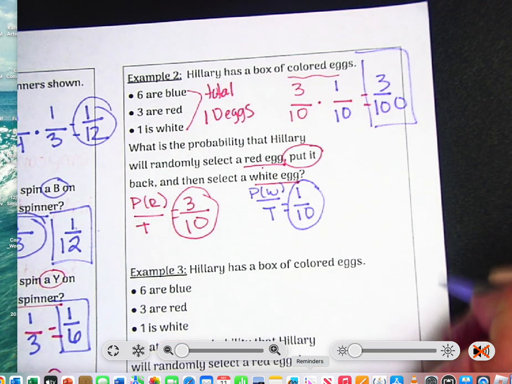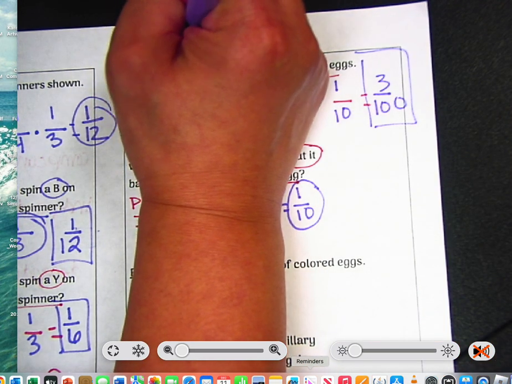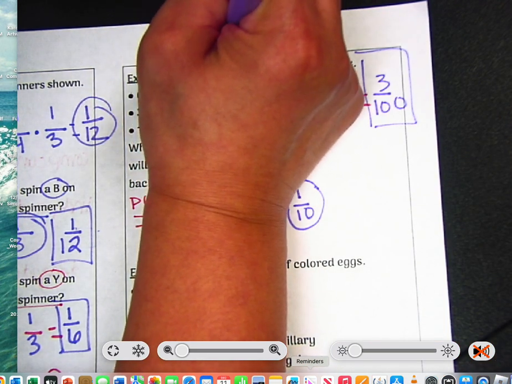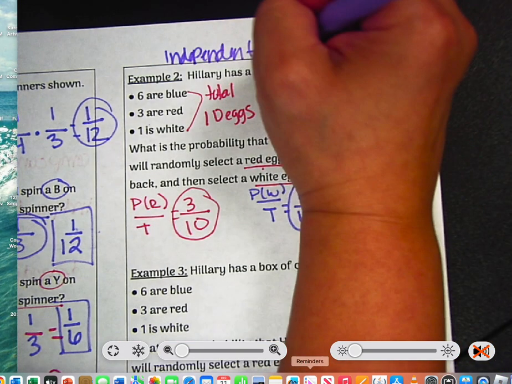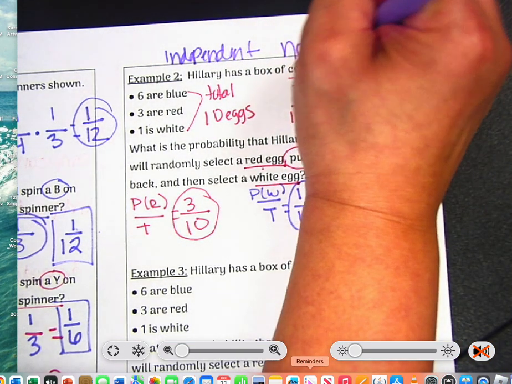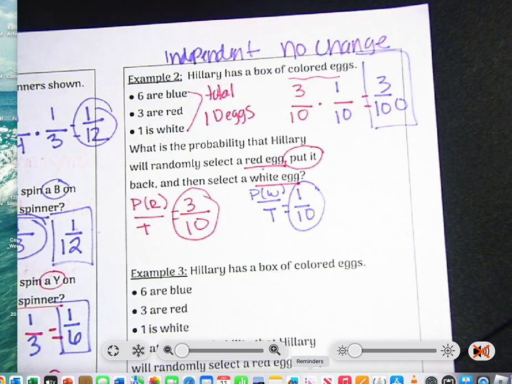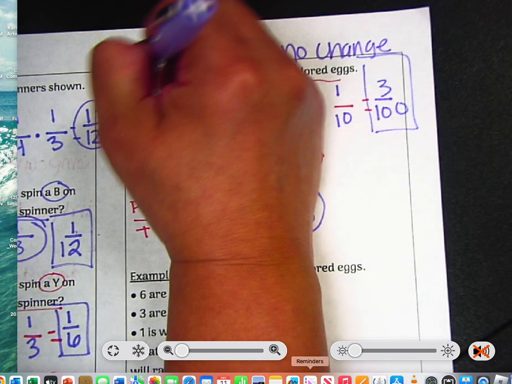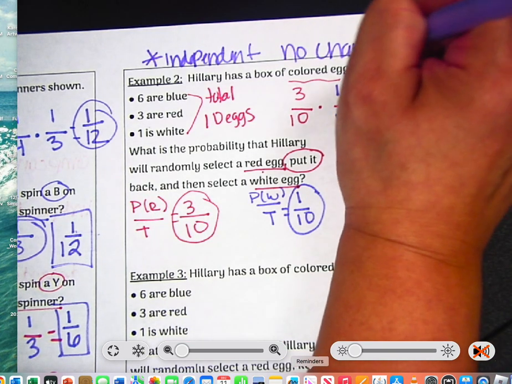Now, this is independent because nothing changed. There was no change. She grabbed an egg and she put it back in the bag. Now let's look at the next example. It's a little bit different.